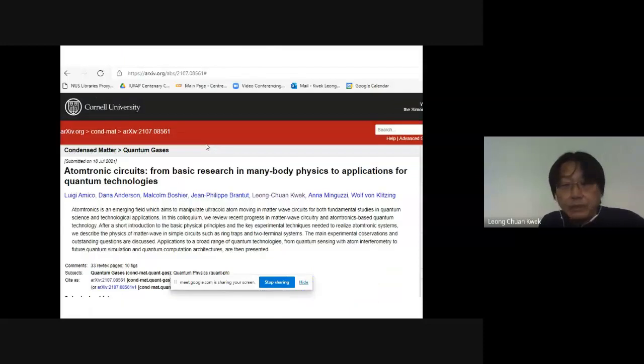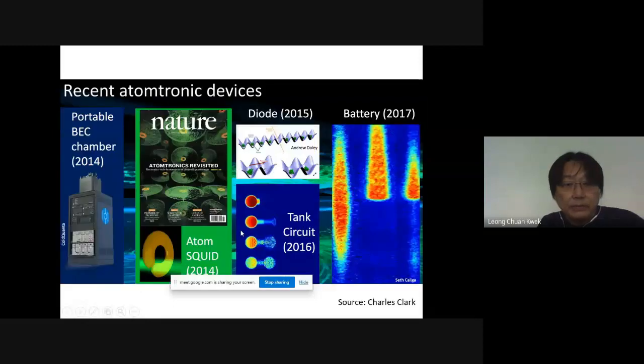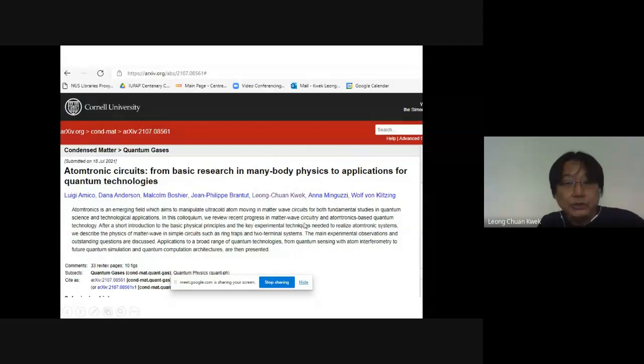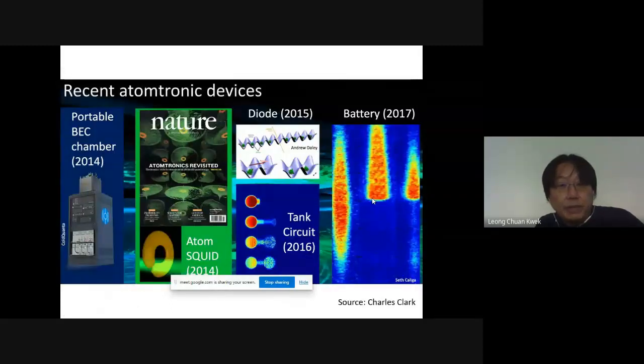This is another piece of work which we have submitted. It's more like a review paper. In fact, much of today's talk is based on this paper. This is done with Luigi, Dana Anderson, Malcolm, Jean-Philippe, and Anna and Professor von Klitzing. It should be published in Reviews of Modern Physics.